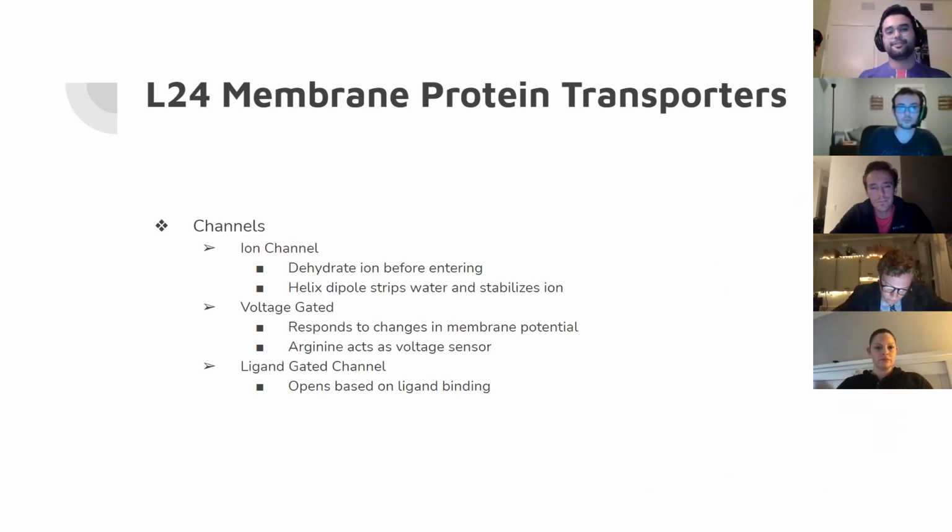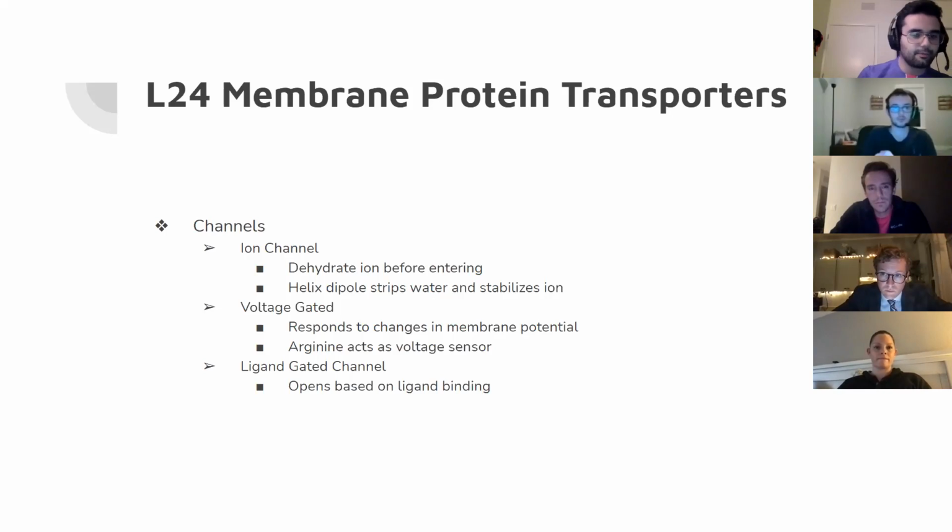Channels. So we have 3 different channels. We have our ion channels, voltage gated channels, and our ligand gated channels. For our ion channels, these are the ones that are going to be moving our ions through our cell membrane, right? So they actually have to dehydrate our ions before entering, because since the ions have a charge, they're going to have a layer of water around them because the water is attracted to the charge. But we do have helix dipoles in these ion channels, which are going to strip the water from the ion and stabilize the ion as a whole.